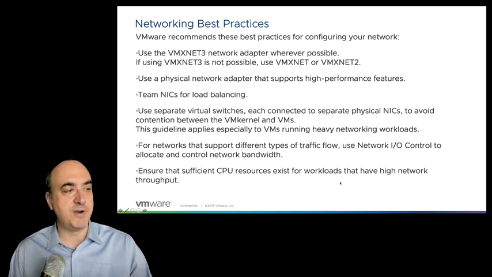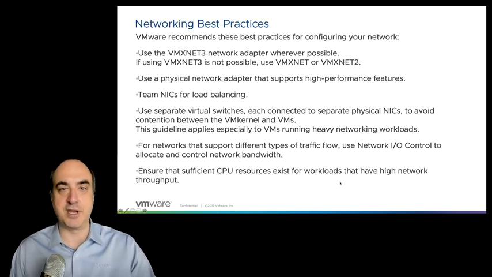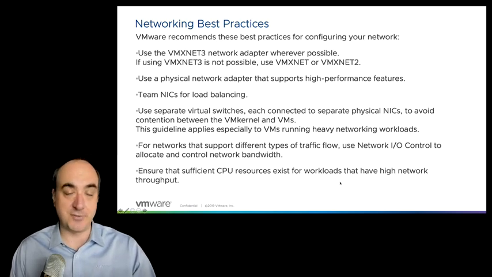But for networks that support different types of traffic flow, Network I/O Control is great for allocating and controlling your bandwidth. It's already enabled by default, so you can tweak it even more with Network I/O Control. And ensure sufficient CPU resources exist for workloads that have high network throughput, because of the overhead of having to deal with the actual networking throughput. You'd want to make sure you are doing this on a system that is not CPU saturated.